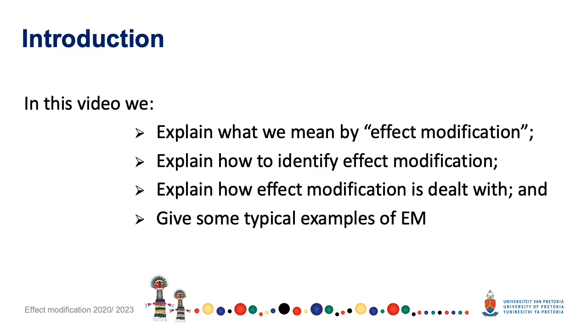This is our last video of the week, and in this video we're going to talk about effect modification. We're going to explain what we mean by this and also how to identify effect modification. We're going to suggest ways in which you can deal with effect modification if it's present in your data, and we'll give some examples of effect modifiers as well as of confounders, because remember, they're variables. A third variable could be either.